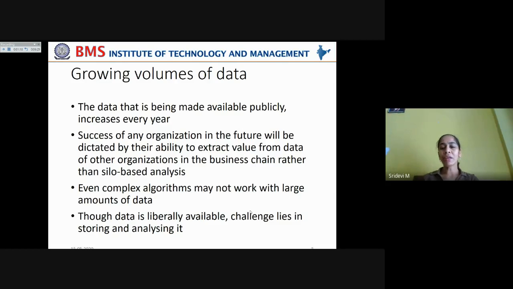And even complex algorithms may not work with large amounts of data. Though data is liberally available, the challenge lies in storing and analyzing the data. So data scientists are working on more and more complex algorithms in order to analyze large amounts of data and draw some valuable conclusions out of it.